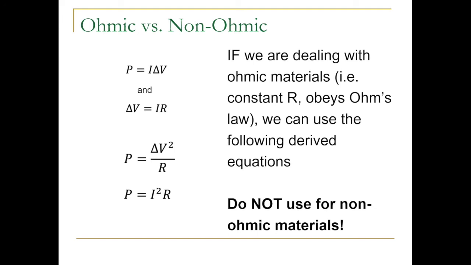So when we take a look at P is equal to I delta V, if we assume that something is ohmic, then we can apply Ohm's law to get two additional equations to represent power in terms of voltage and resistance and in terms of current and resistance. Again, the big disclaimer I have to give you when you use these equations is you absolutely only use them if we know that the material is ohmic. If it makes no statement about something being ohmic or non-ohmic, you absolutely will assume that it is considered ohmic.